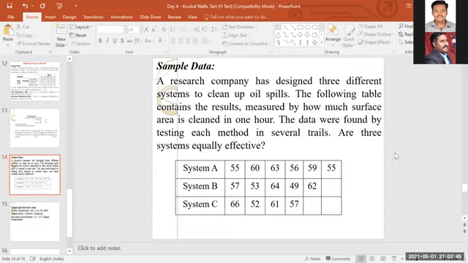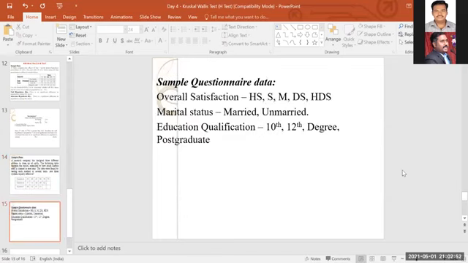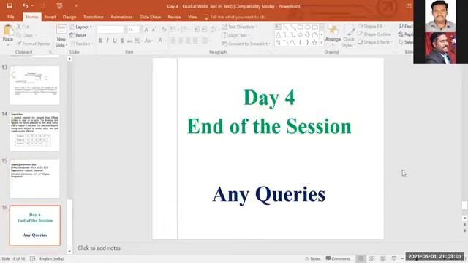Okay, thank you, ma'am. So the answer for the second value, 0.839, ma'am has told. So we have to accept the null hypothesis. This is another example I already gave in the PPT plus Excel sheet also. You can try. Okay, so that's how we come to the end of day 4.